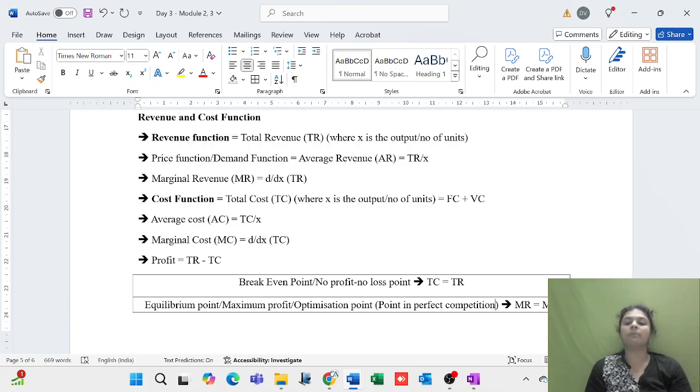And what is the equilibrium point? The rule is marginal revenue is equal to marginal cost. MR is equal to MC. Where MR is equal to MC, you have to differentiate the total revenue function, differentiate the total cost function and equate the two to find out the answer of x or q, whatever it is. Is this clear? You have to remember this part very clearly because this is a major testing area in the differentiation part.